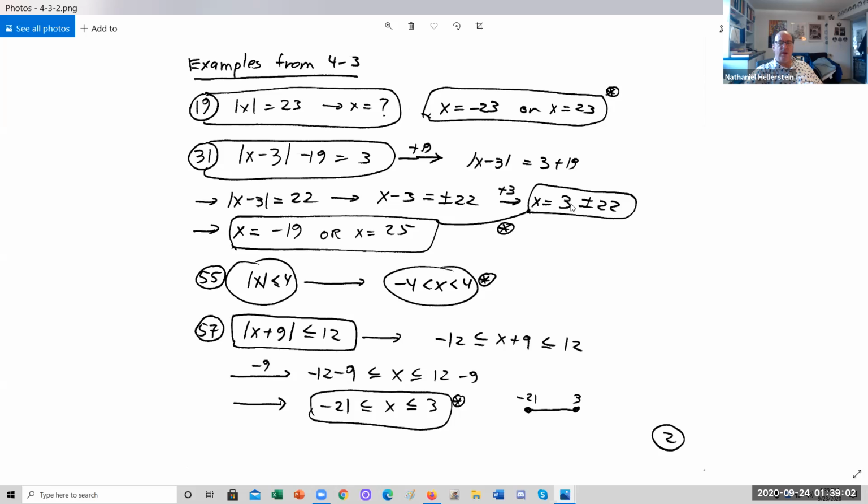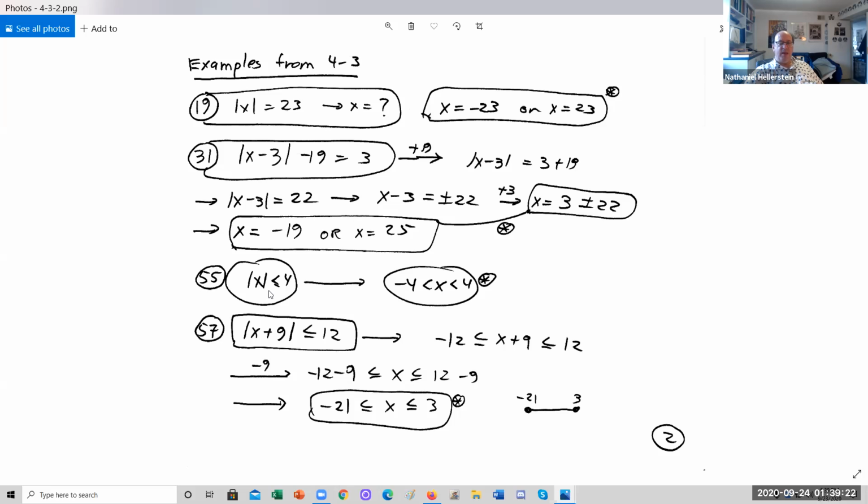Get x equals 3 plus or minus 22. This symbol here means plus or minus. 3 minus 22 is negative 19. 3 plus 22 is 25. So x is negative 19 or x equals 25. Either of these ways of phrasing it is the way of putting the solution.